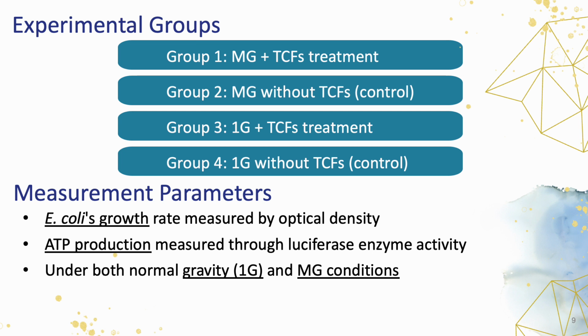As for our measurement parameters, we looked at a couple of key factors. Firstly, we assessed E. coli's growth rate using optical density measurements. Additionally, we measured ATP production through luciferase enzyme activity. ATP, as you know, gives us an insight into the metabolic activity of the bacteria.